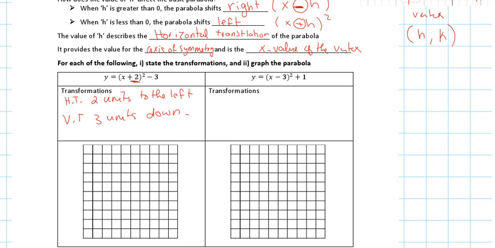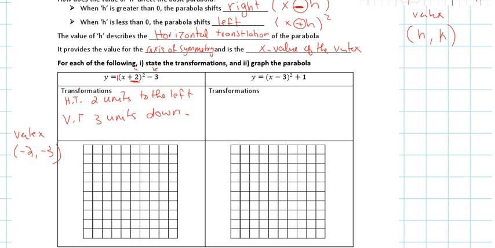Now, that being said, what is my vertex? -2, -3. Remember, the vertex is (h, k). So the vertex is (-2, -3). Now the a value is 1. If there is no a value, that means it's 1. So my step pattern is not going to be affected.